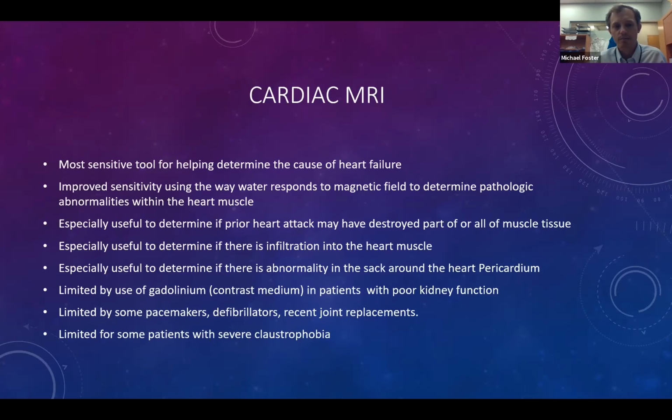It is useful to tell if the pericardium or the sac around the heart is thickened and can actually be measured. Patients get inflammation of the sac around the heart, termed pericarditis, which can cause extreme thickening of the sac. It is limited by the use of gadolinium agents with patients that don't have good kidney function.